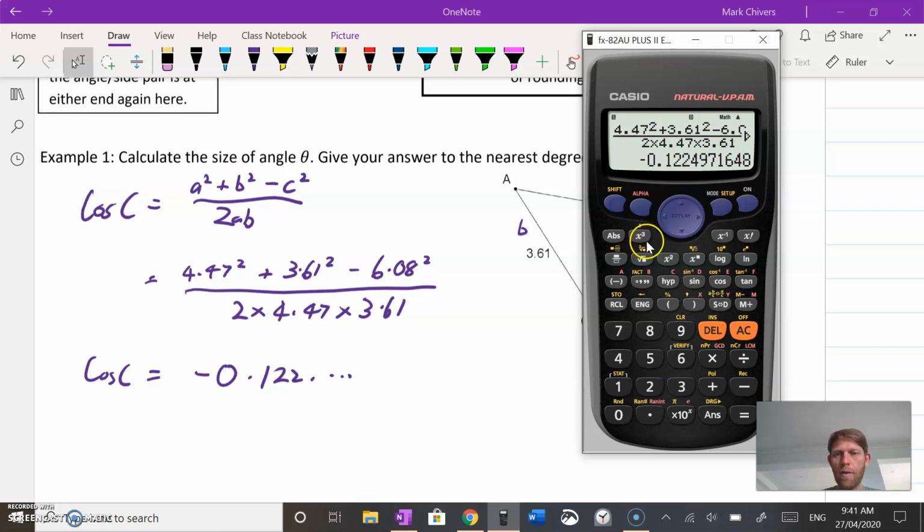So I go Shift cos to find an angle, and I press the answer key to bring up my last answer, and that's going to give me 97 degrees. So the nearest degree, that's going to be 97 degrees.